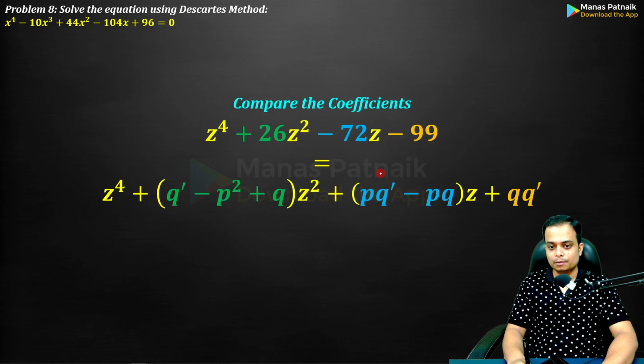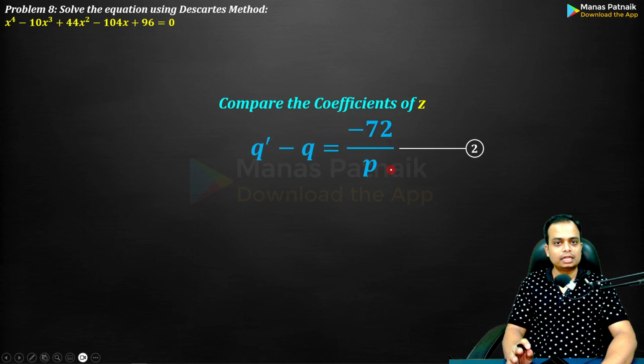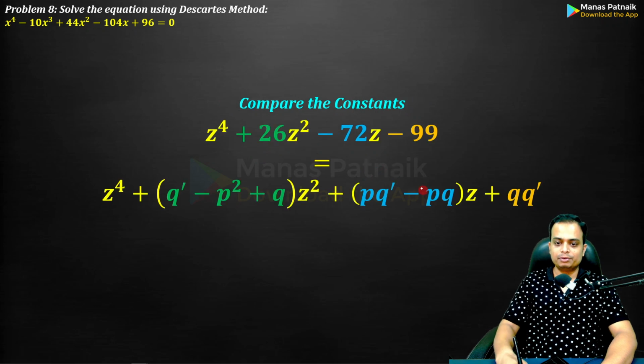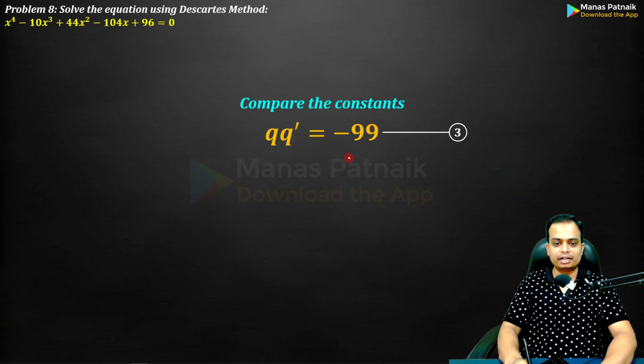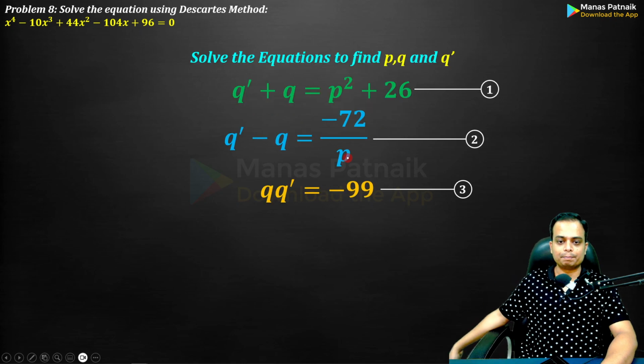Again, take a look. Blue, coefficients of z. So pq dash minus pq is equal to negative 72. So take p as common, and now take p to the other side. That's your equation number 2. Done. Very easy. As far as the third equation is concerned, it is about the constants. Therefore, qq dash is equal to negative 99. That's the result. Now let me have all the equations in one single frame.